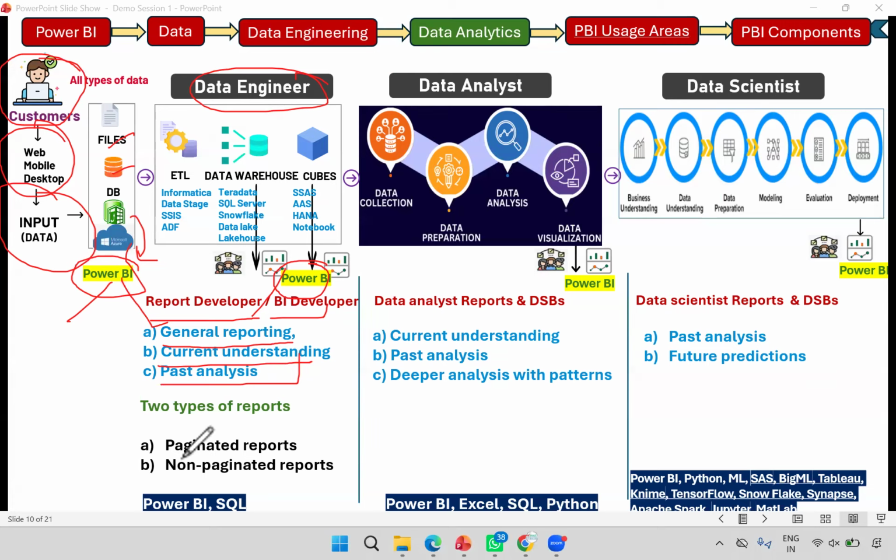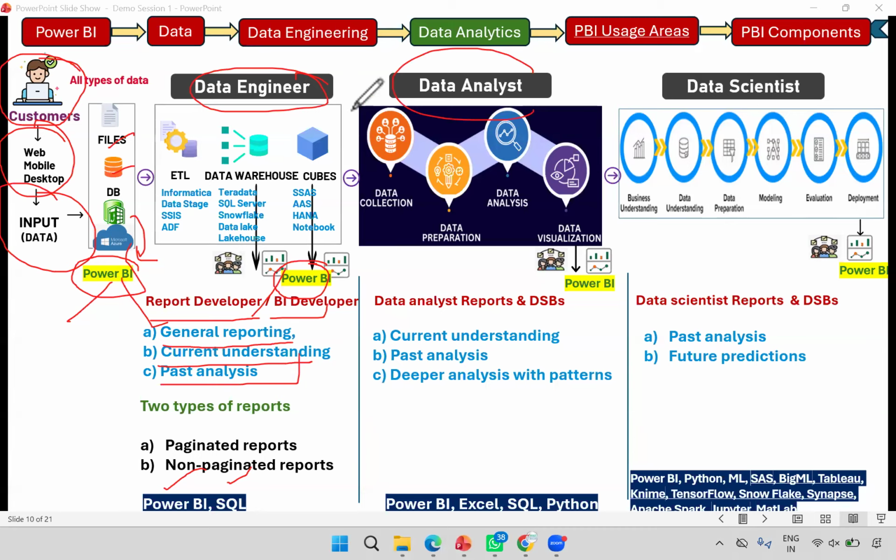That's the reason people require Power BI and SQL for these operations. Remember, data engineering plus Power BI. There, Power BI plus SQL is sufficient. You can enter into this as a Power BI resource. Some companies have data analysts.